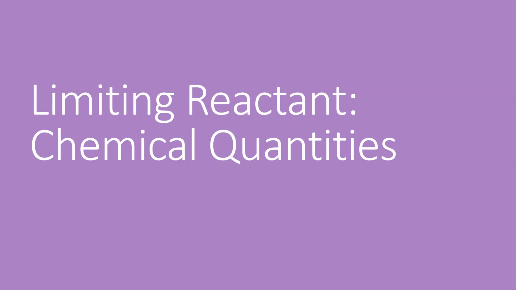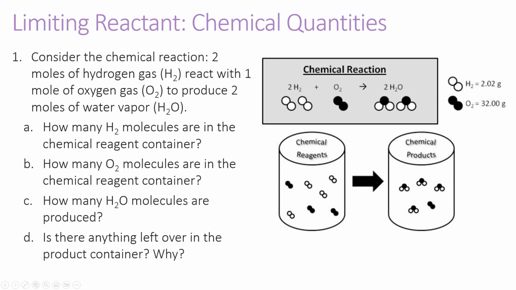Limiting reactant chemical quantities. So we're going to be considering the reaction shown here. 2 moles of hydrogen gas react with 1 mole of oxygen gas to produce 2 moles of water vapor.